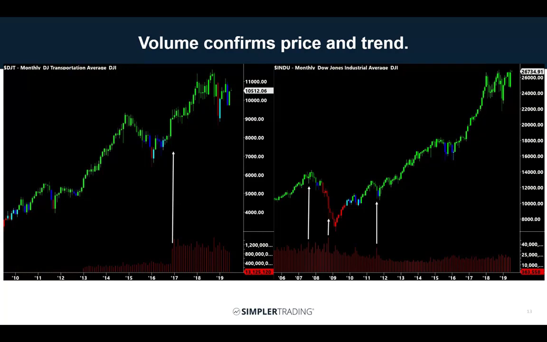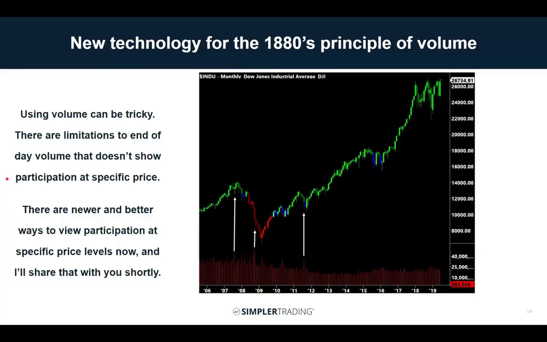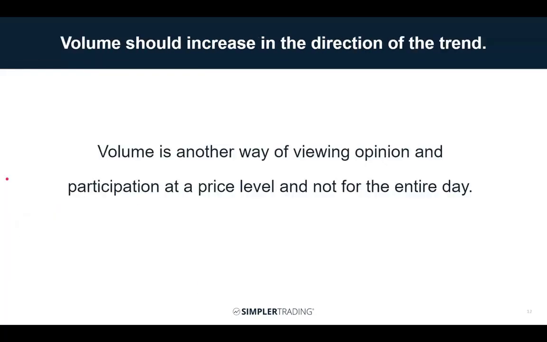Another thing that Dow talked about, and let me see if I can go back. No, let's see. There we go. Is that not only should the transportation and the industrial average confirm one another, volume should also confirm the movement. Volume should increase in the direction of the trend. Trends are confirmed by volume. Broader equity market trends should be confirmed by the transportation average and the industrial average confirming each other. So a lot of confirmation here, right? Volume is just another way of saying opinion and participation, right?